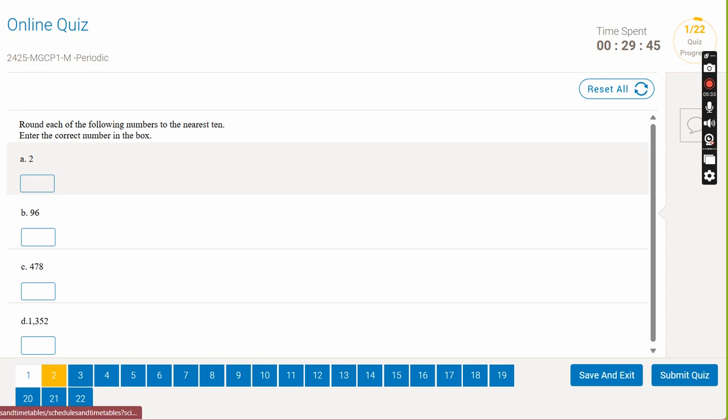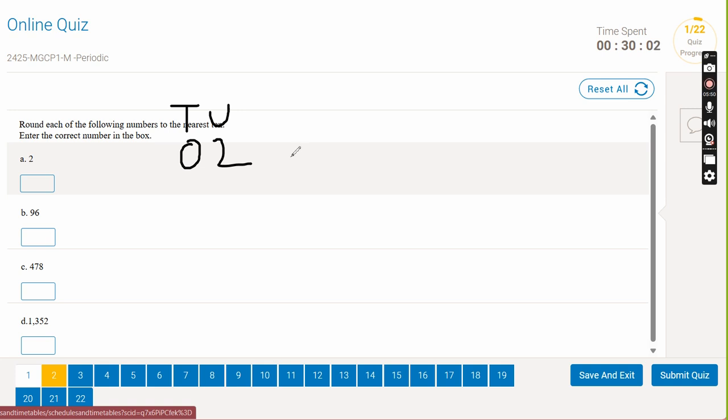In this one, how will you do this? They want us to round each of the following numbers to the nearest 10. So remember, right here is 0 and 2. Why did I write this 0 here? Because this number 2 does not have a tens place value. It only has units where the 2 is, and the tens is 0.